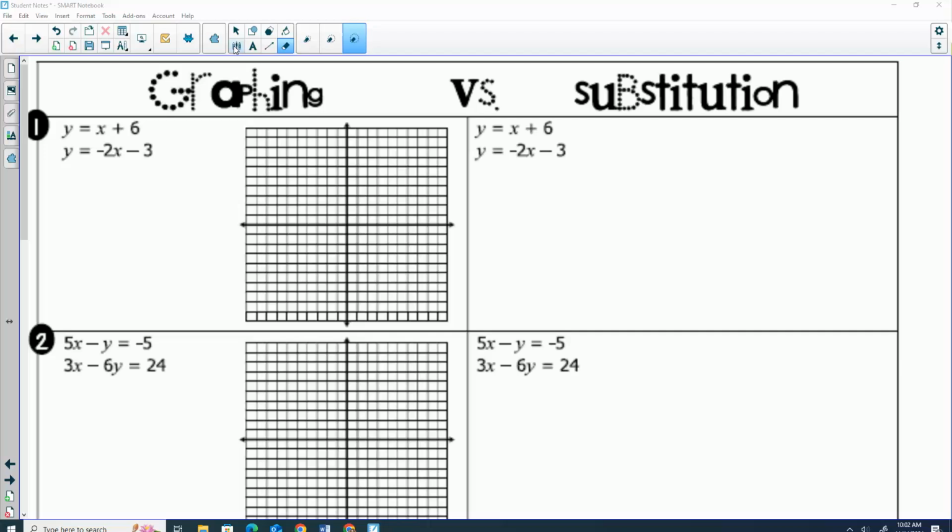When we graph, it has to be y equals mx plus b form. So if I'm graphing this first one, where do we start? At 6. What is my slope? Up 1 over 1. Okay. Because it's a positive one. You could also go down 1 and backwards 1. And you guys have a ruler so you can draw your line.